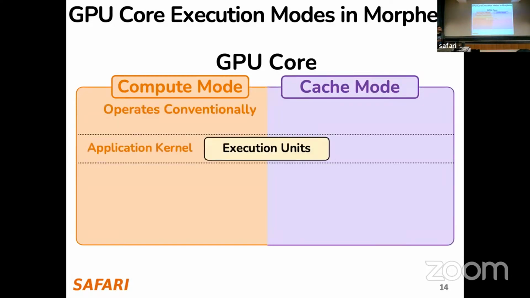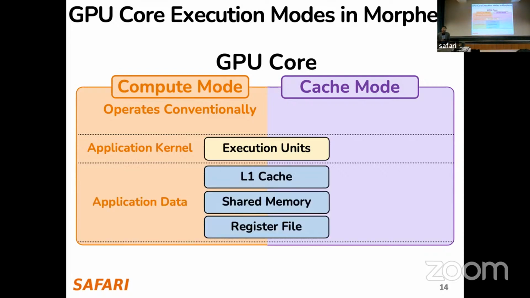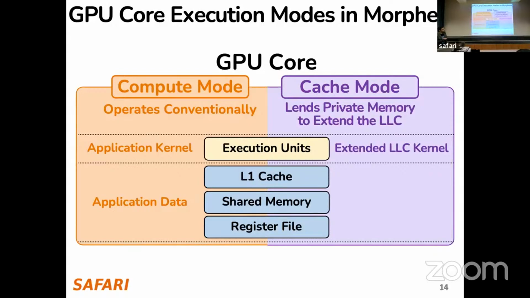Cores in compute mode operate conventionally. So they use their execution units, that is, their functional units, to execute an application kernel. And they use their private memories to keep application data. So private memory in a GPU core here is L1 cache, shared memory, and register file. If a core, in contrast, operates in cache mode, it lends its private memory to extend the LLC. So it uses its execution units to run something we call an extended LLC kernel. So we propose this new software, and it uses its private memories to keep a controller state, tag array, and data array of this extended LLC.